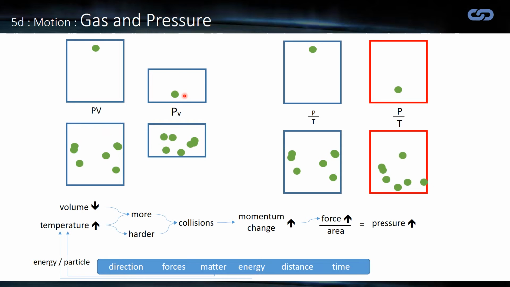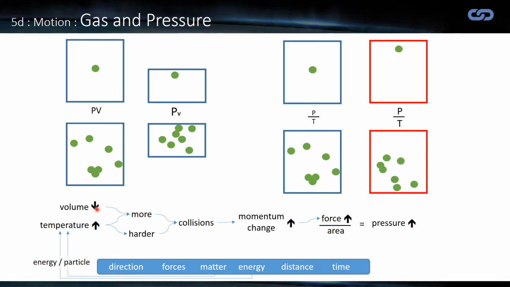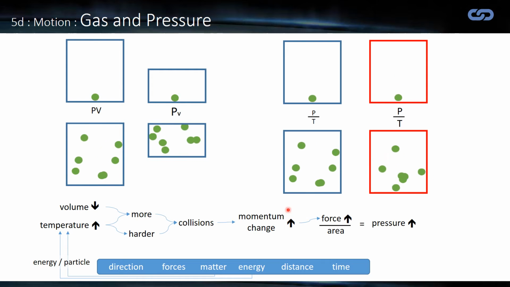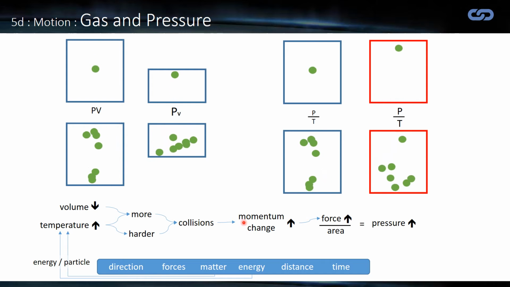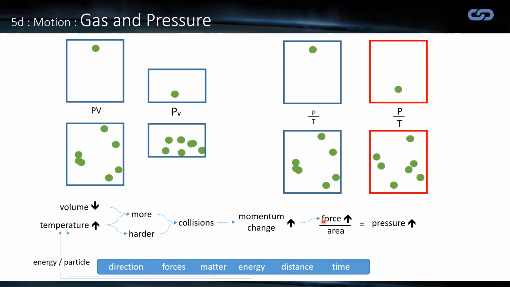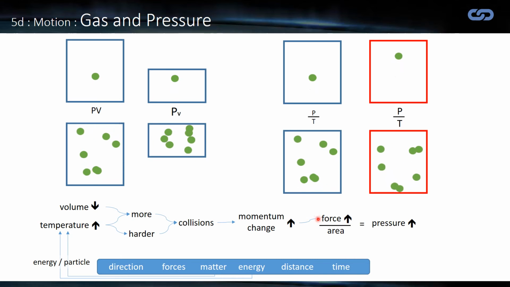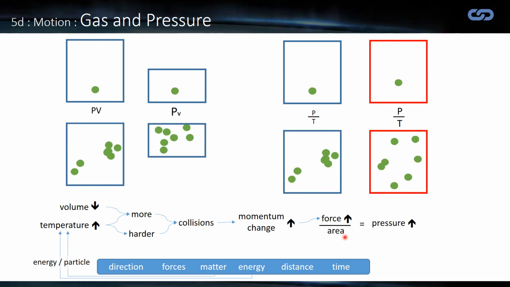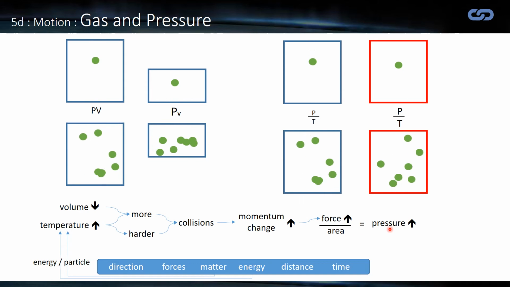Now more collisions, so less volume, it's going to be more collisions. More collisions means there's going to be, for any given period of time, more momentum change, and momentum change requires force, and that force is coming from the container. While it's going both ways, as we know, forces always occur in pairs, and because the area we're considering, one side, is constant, that gives us more pressure.